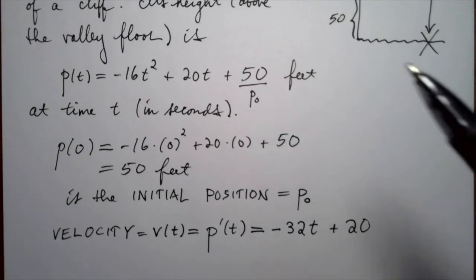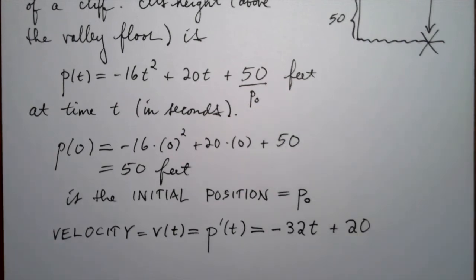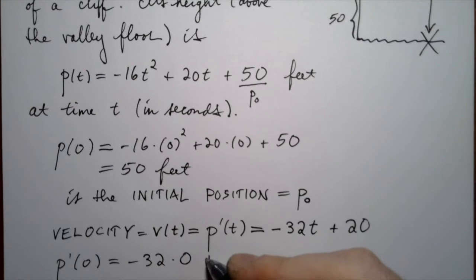And now the plus 50, that's a constant function, if you're just looking at 50, so its derivative is 0. Great, so that's the velocity function. What does p prime of 0 represent? That's the initial velocity.